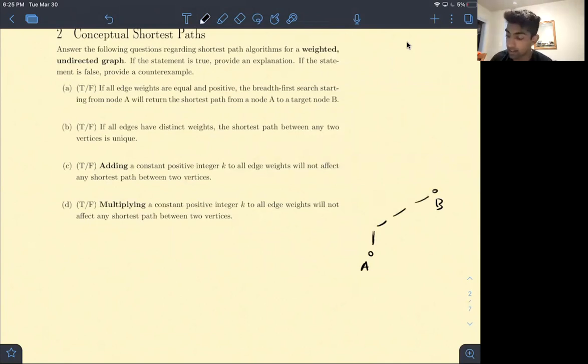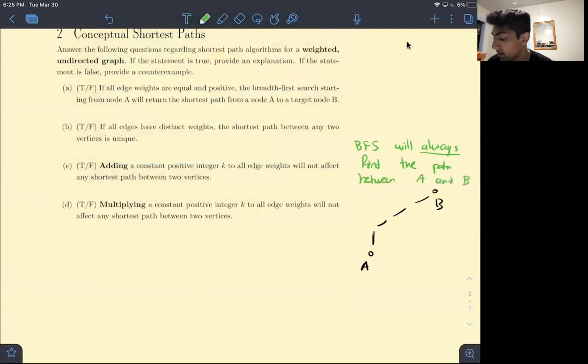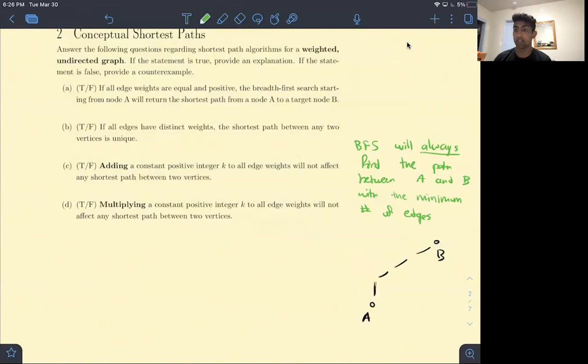So let's say that this path is the path between A and B with the minimum number of edges. My claim is that BFS, let me write this down, will always find the path between A and B with minimum number of edges. Okay, so in this example, if this path between A and B is with the minimum number of edges, BFS will find that path.